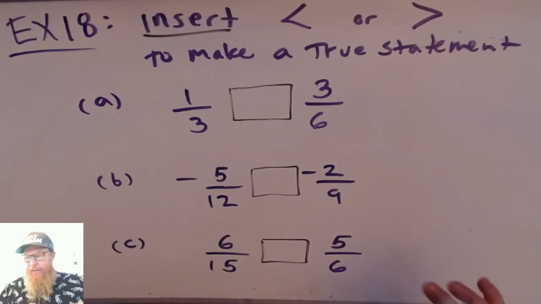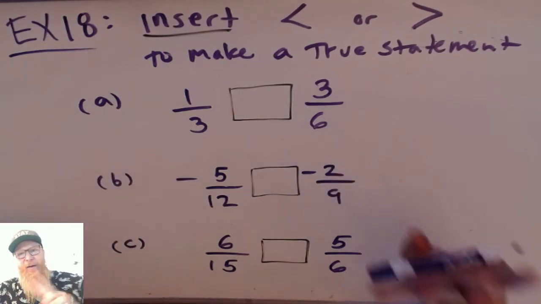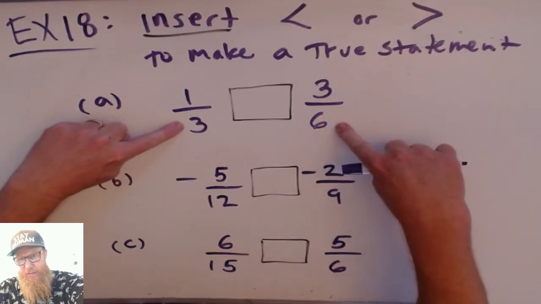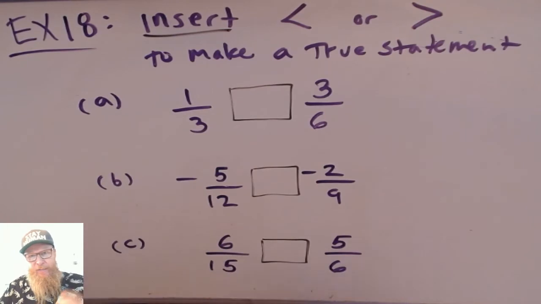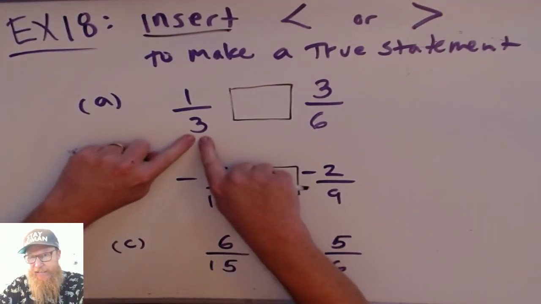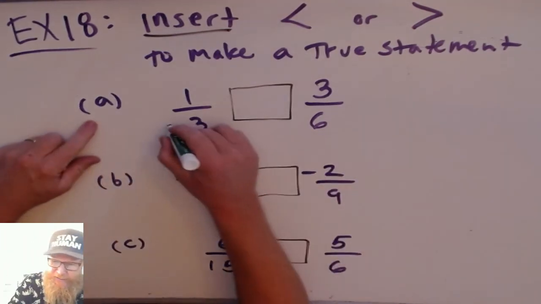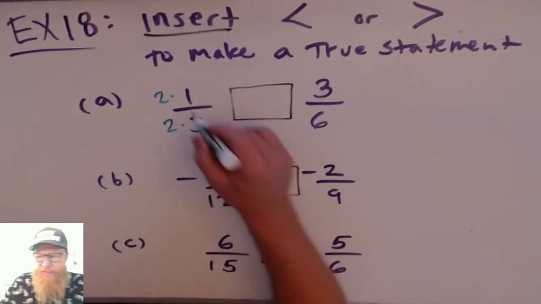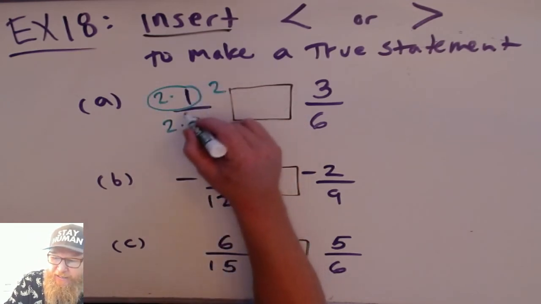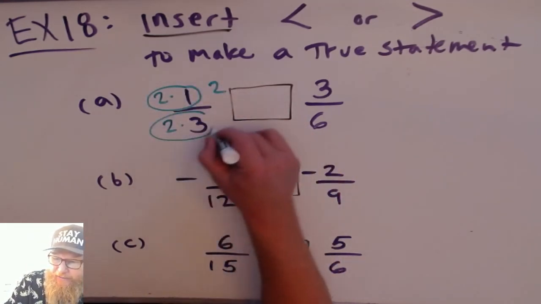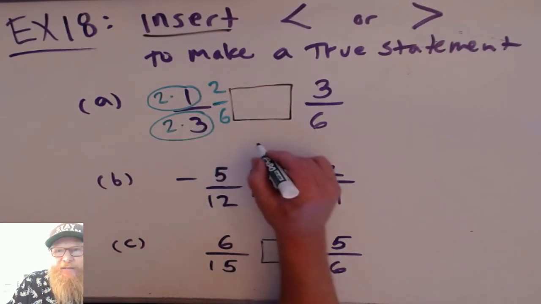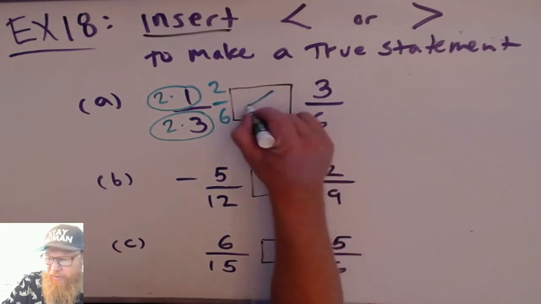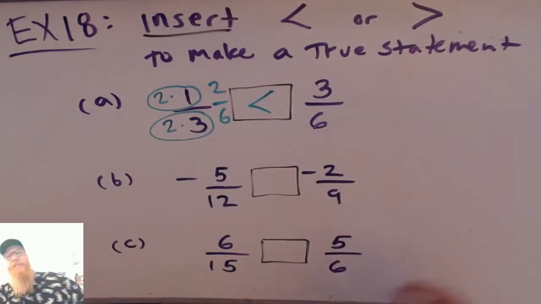Okay. All right. Now, don't worry about anything other than making the denominators the same. So you must make these the same. So you can do this all with mental math. How many times does 3 go into 6? It goes in 2 times. So now this becomes 2, and this becomes 6. So this is 2/6. This is 3/6. 3/6 lies to the right of 2/6.